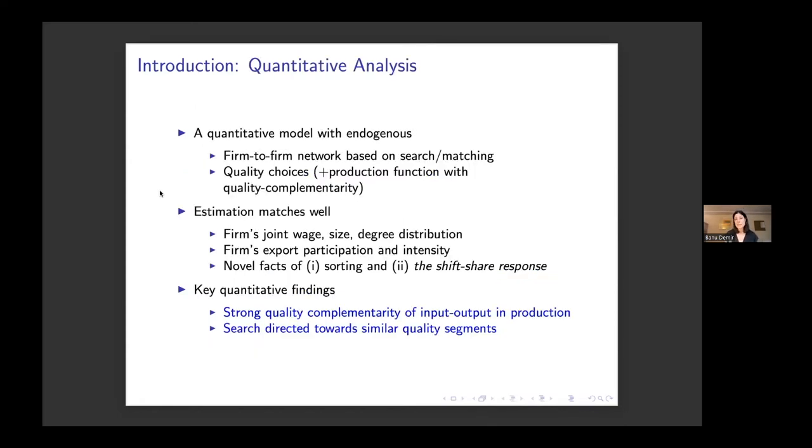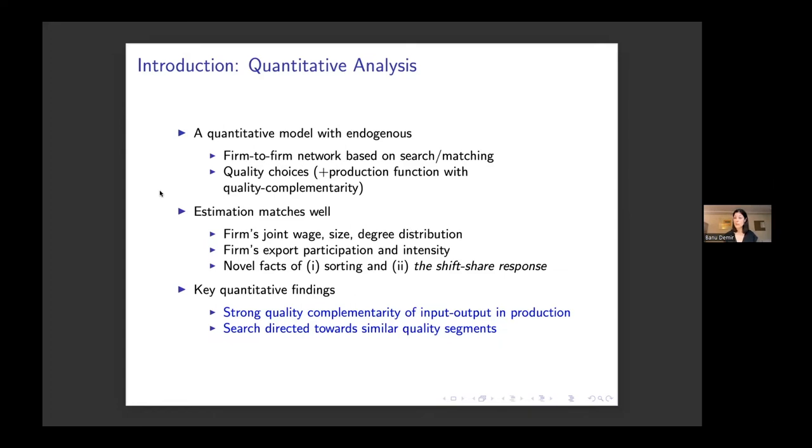Next, with these empirical findings in mind, we build a quantitative trade model featuring heterogeneous firms and endogenous firm-to-firm network connections. Here we borrow a lot from the labor literature in terms of search and matching. The model also has endogenous quality choice by firms, and we achieve this by introducing quality complementarity into the production process. And we estimate the model using simulated method of moments.